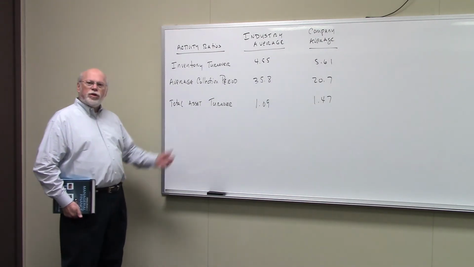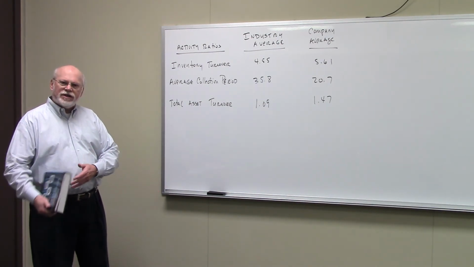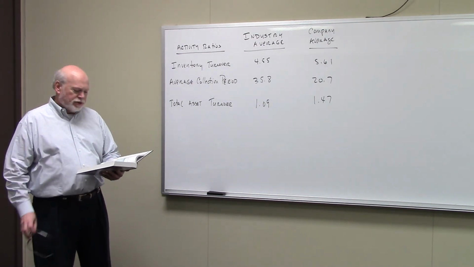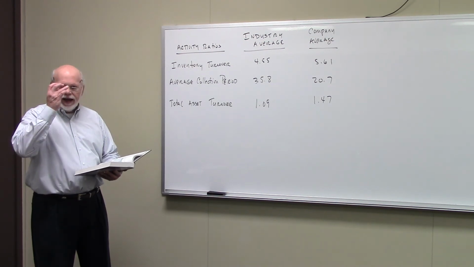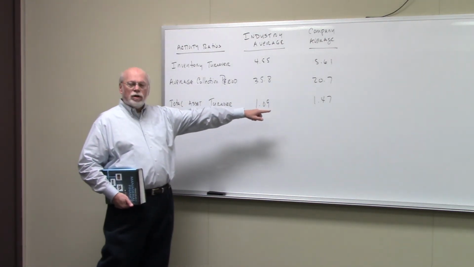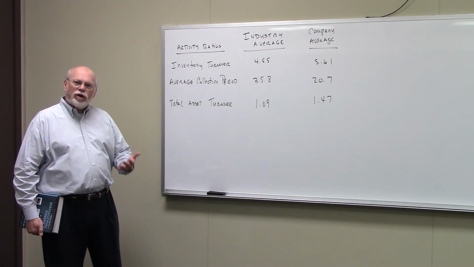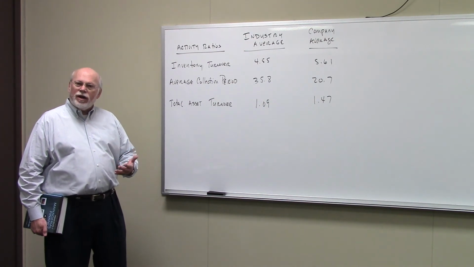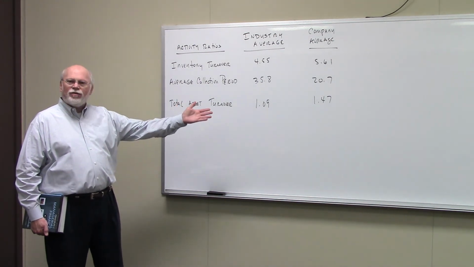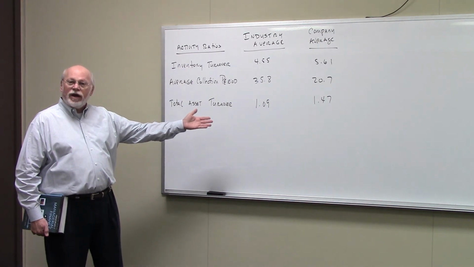The last activity ratio they want us to look at is total asset turnover: sales divided by total assets. If you go to the financial statements, sales is $600,000 and total assets is $408,300. Sales over total assets for Fox Manufacturing is 1.47. Again, that's $1.47, which means that for every dollar that Fox Manufacturing invests in total assets, it generates $1.47 in sales. The typical firm in the industry only generates $1.09.